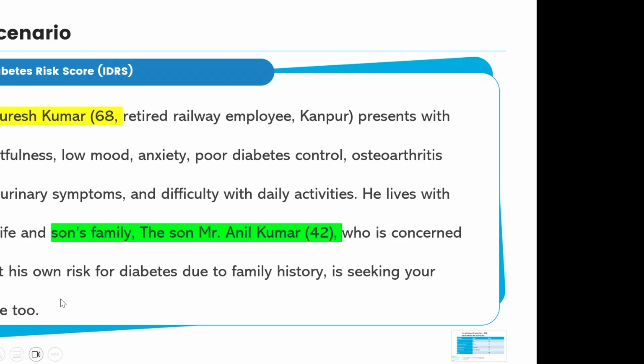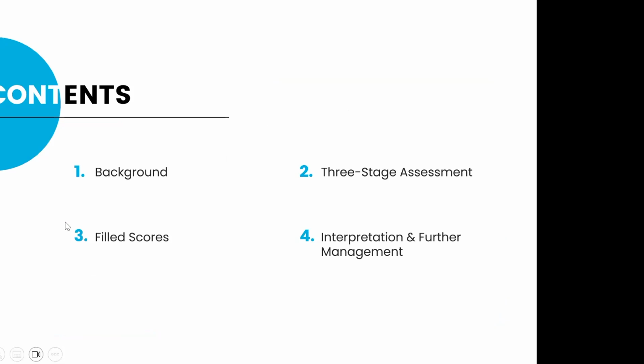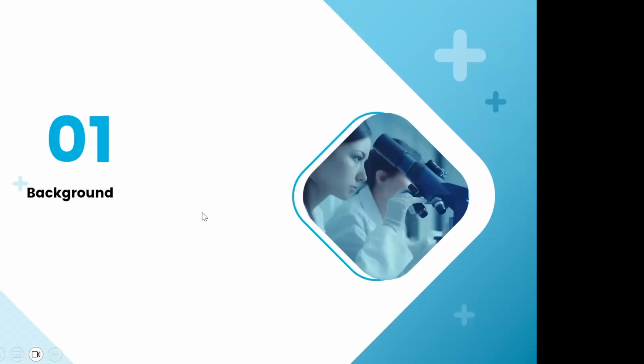So we have an elderly man come with his son, with whose family he lives, with his wife, and he has a variety of associated problems. And this son also has a problem. He is bothered about his own risk of diabetes. So we shall be discussing it in the background, and this is how we shall be going about it.